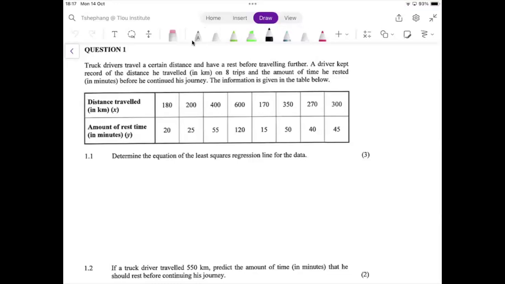Okay, perfect. Let's get started. So what we have there is the saying: truck drivers travel a certain distance and have a rest before traveling further.